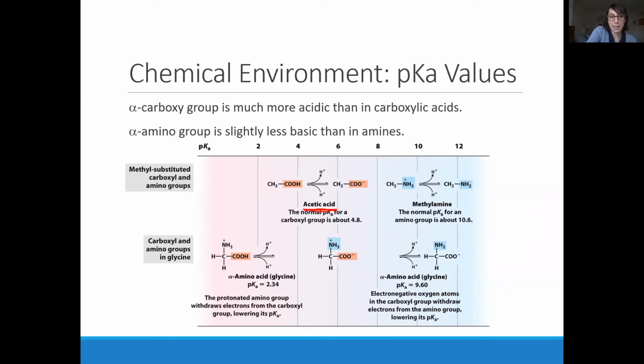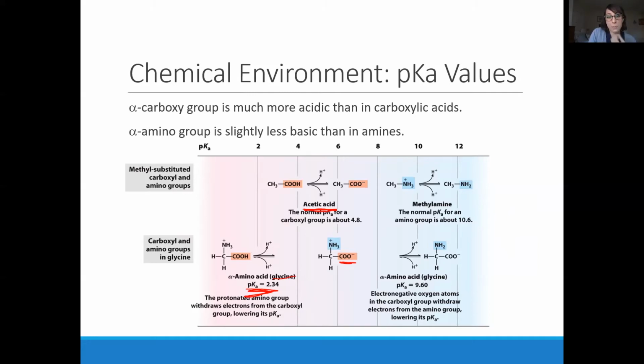So a COOH group on an amino acid like glycine actually has a pKa closer to 2.3. That means that only at pHs below 2.3, so something very, very, very acidic, will it still have that H on it. Otherwise, it will be in this form with the COO minus.